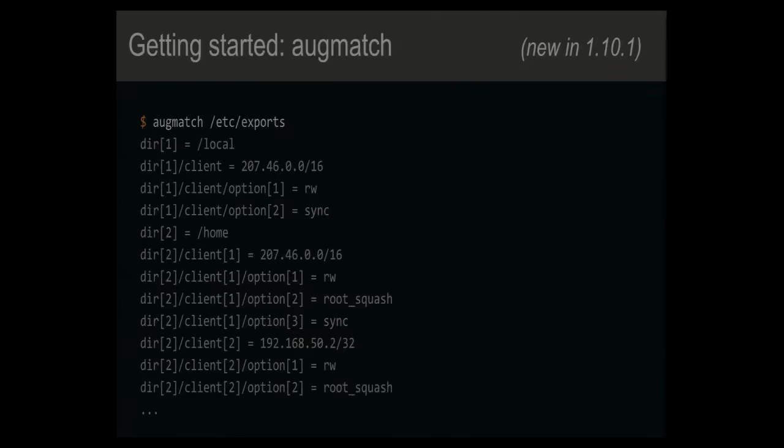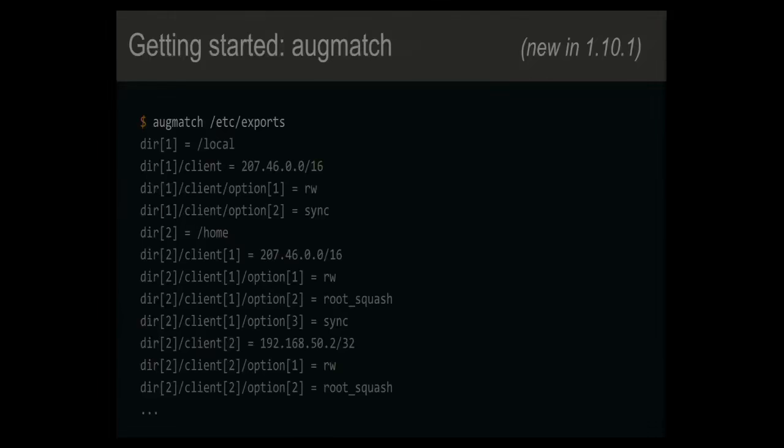And you can think of this tree almost like a file system. It's very similar to how a file system is organized, with a few important exceptions. One of them is that siblings in the tree can have the same name. So this dir1 and dir2 are really two different nodes in the tree, and they're both called dir. The 1 and 2 is just there to help you see that they're two different things. Similarly, client has an option 1 and an option 2, but they're really just called option, and the 1 and 2 is just there to distinguish them.